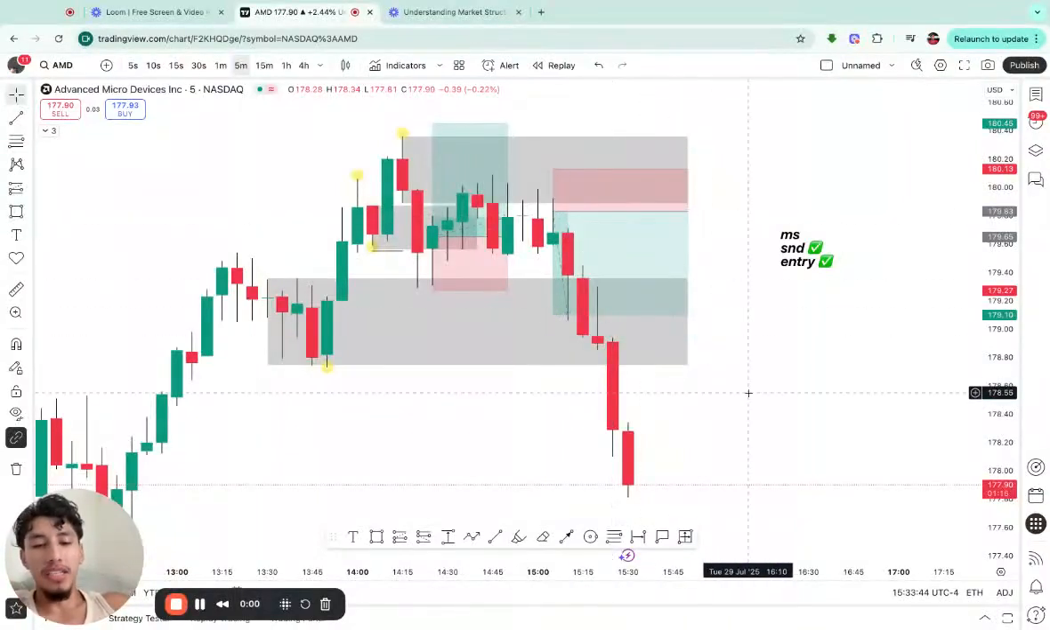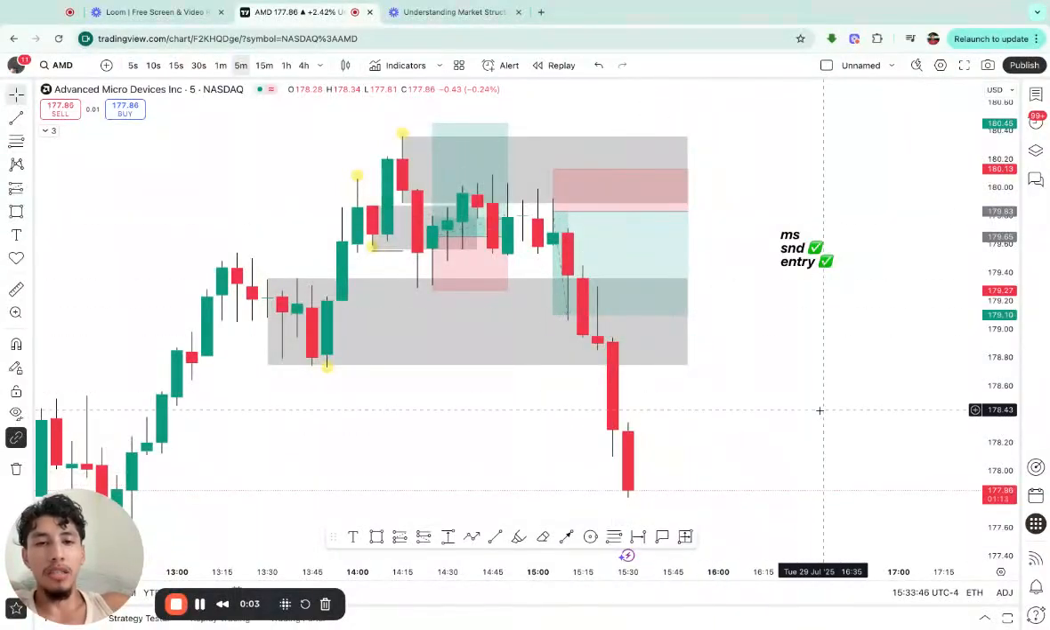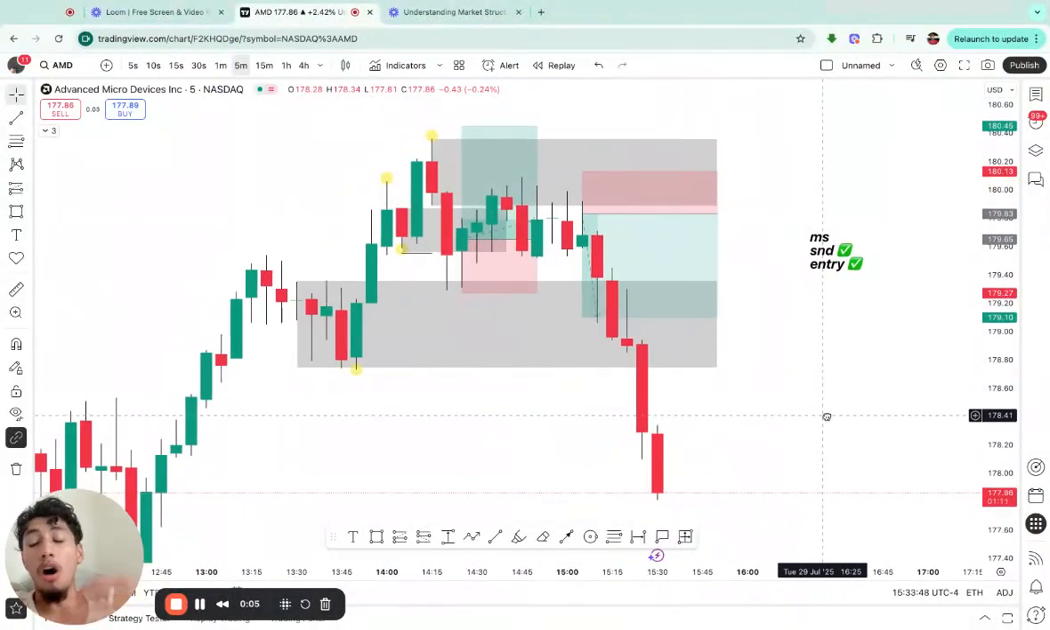All right, y'all. So this right here is basically going to be an example of a loss that I took today. I just took this loss not too long ago, but this is going to be an example of why understanding structure is important and how one little mistake can cause a losing trade. My bad. So let's break it down because it's very simple.